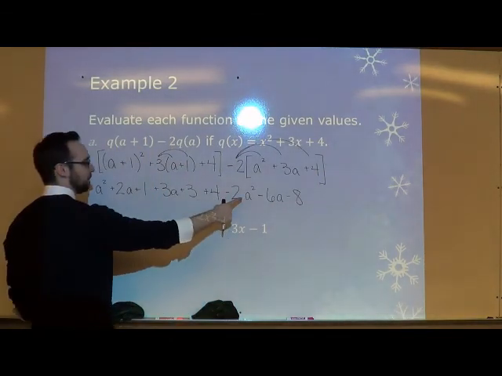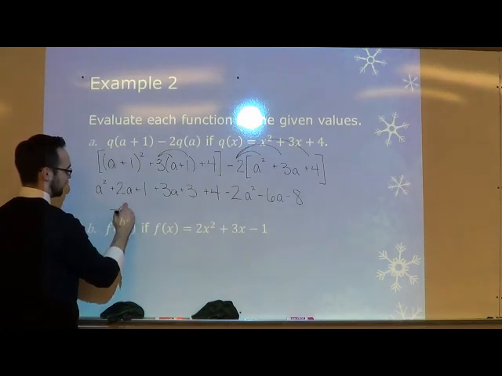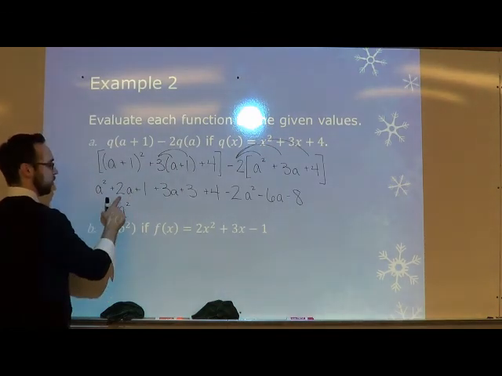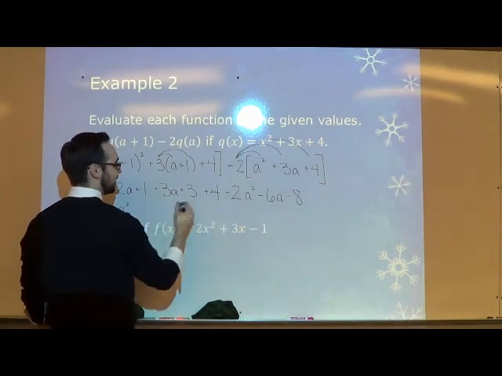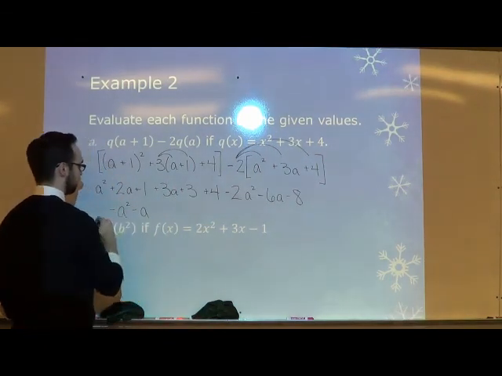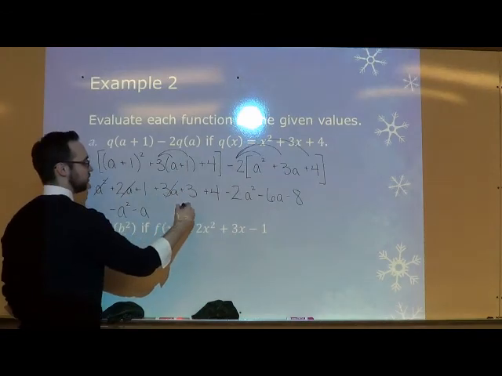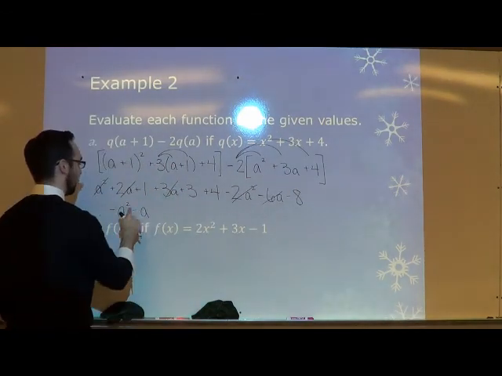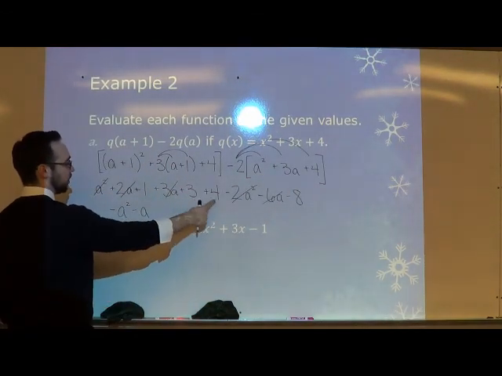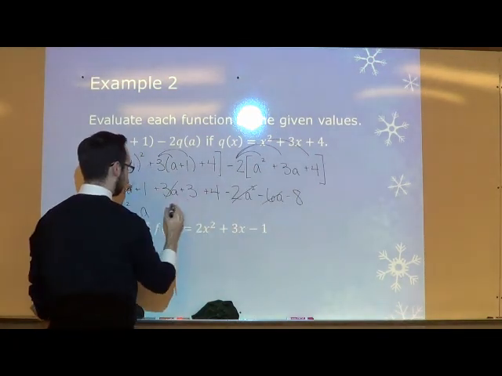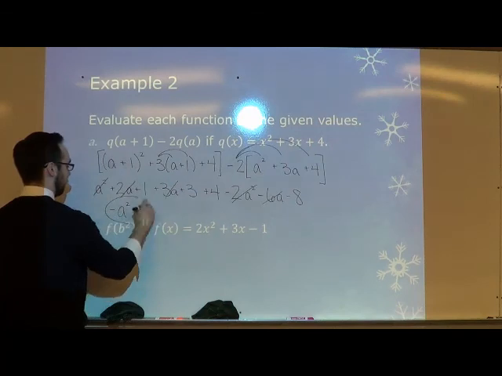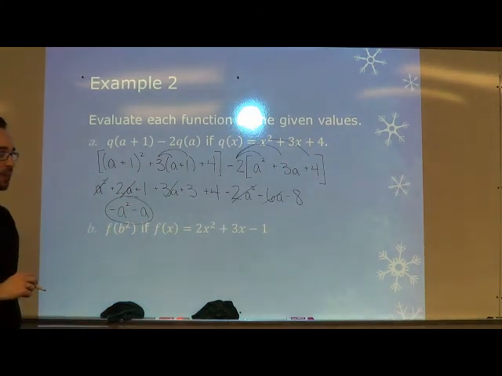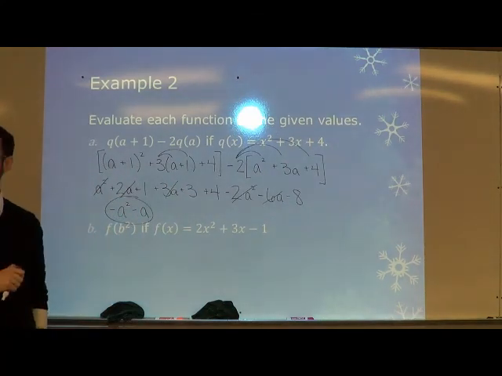A squared minus 2a squared is minus a squared. 2a plus 3a is 5a. Minus 6a is going to be minus a. So you can cross them off as you use them, so it kind of helps you keep track. And then we have 1 plus 3 is 4. Plus 4 is 8. Minus 8 is just 0. And so we have negative a squared minus a is our final answer there.